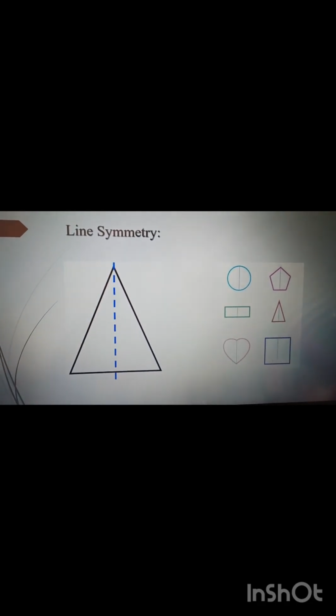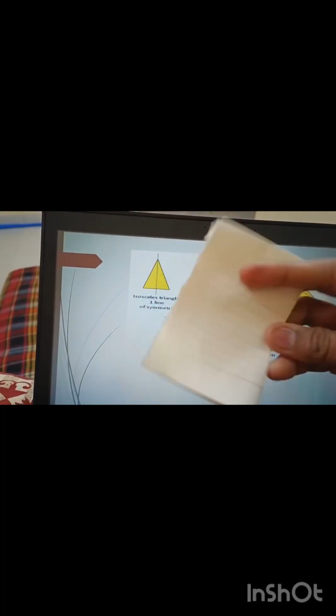Okay, so let's find out more. With line symmetry, when we fold a figure, we can make infinite lines in a figure, like in a circle, or we can make one line or two lines, according to the shape, according to the figure. When I fold this isosceles triangle, I'll get one line of symmetry. When I fold this rectangle into more halves, I'll get two lines.